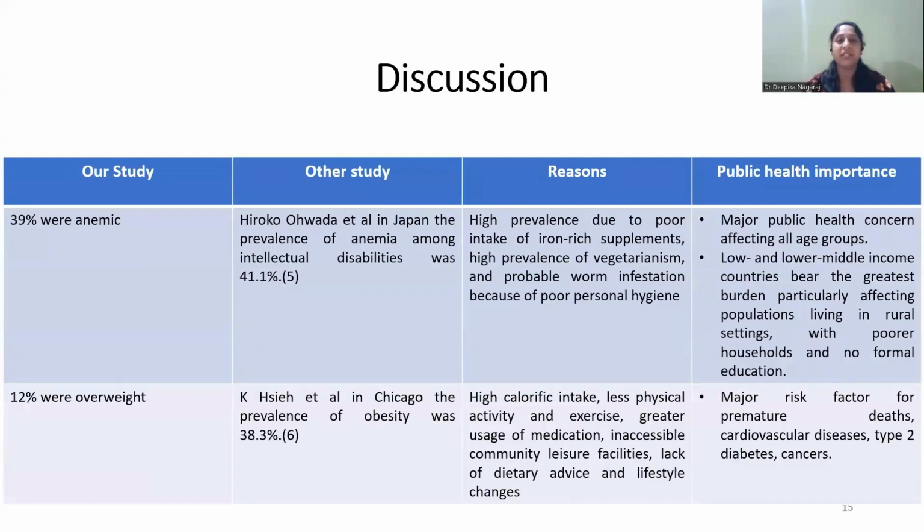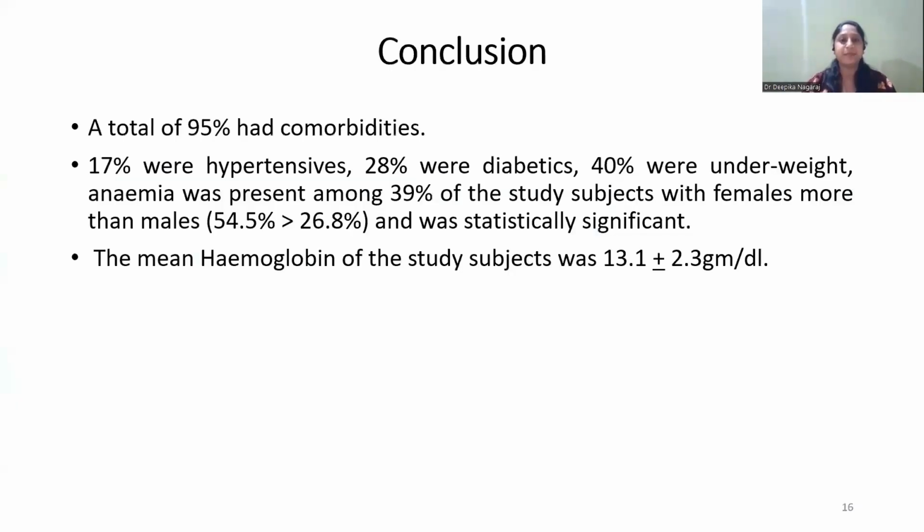done in Japan among intellectual disabilities, where the reasons being poor intake of iron-rich food, high prevalence of vegetarian diet, probable worm infestation, and poor personal hygiene. About 12% were overweight in our study, the reasons being high calorific intake, less physical activity, excess use of medication, lack of dietary advice, and lifestyle changes.